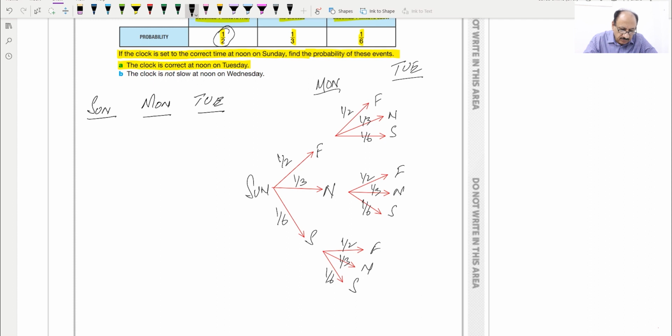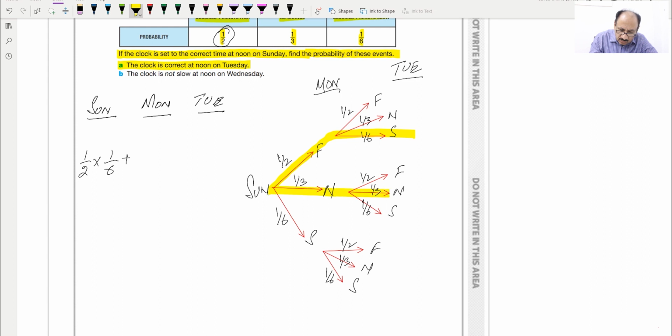Now we need no change, basically the correct time. So the correct time can be this branch, fast and slow. So 1 minute gain, 1 minute loss, so it will be no change. So we can take this probability as fast and slow, so it will be 1 by 2 into 1 by 6. This can be one option. The second option, it can be no change, no change.